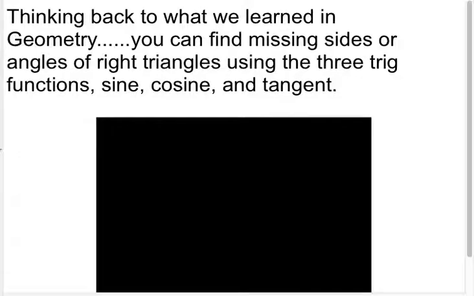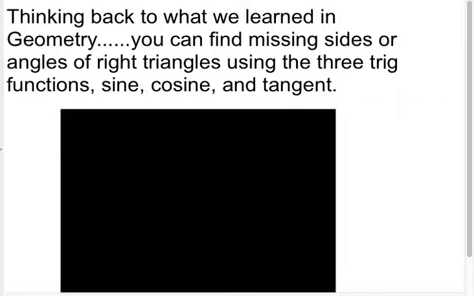So, thinking back to what we've learned in geometry, you can find missing sides or angles of right triangles using 3 trig functions: sine, cosine, and tangent.